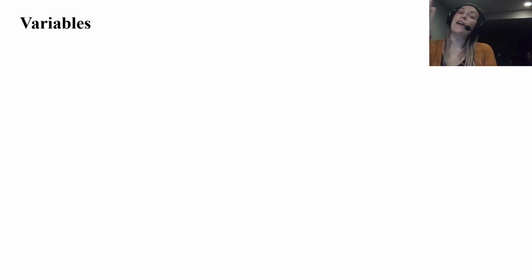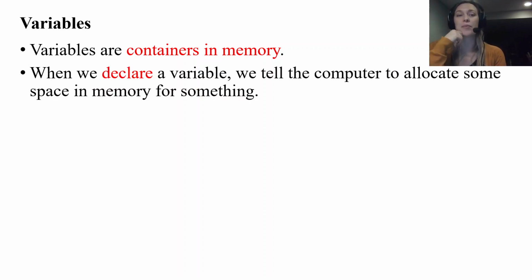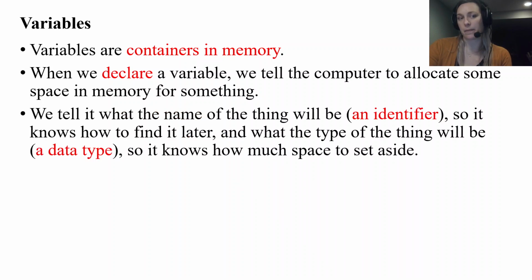So identifiers make up classes, methods, variables. In this lesson, we're specifically going to talk about variables, and what they are and how we might use them in our program. You can think of variables as containers in memory. They are going to contain something for you in the memory on your computer. When we declare a variable, when we create a variable, we tell the computer to save a space in memory for something that we want to store.